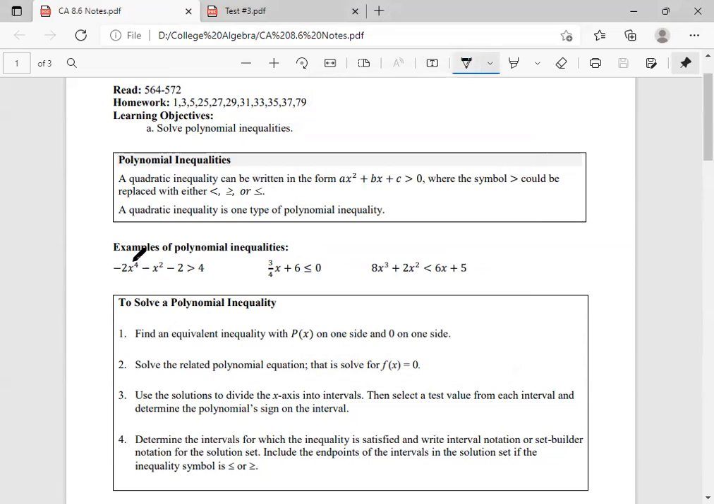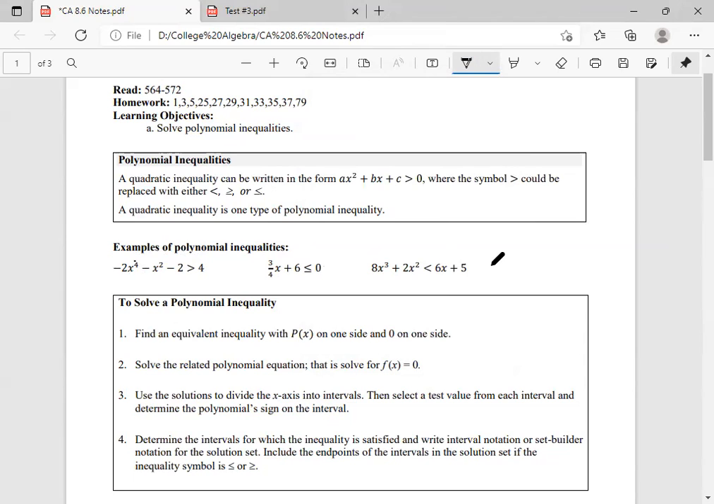Negative 2x to the fourth minus x squared minus 2 is greater than 4. 3/4 x plus 6 is less than or equal to 0. And 8x to the third plus 2x squared is less than 6x plus 5. Okay, so basically they're just polynomials, just like what we've been working with, except now we've added that less than or greater than sign in there.